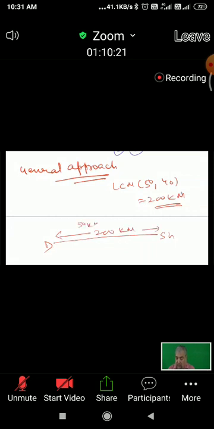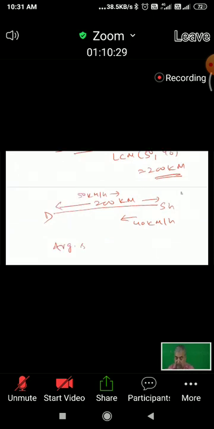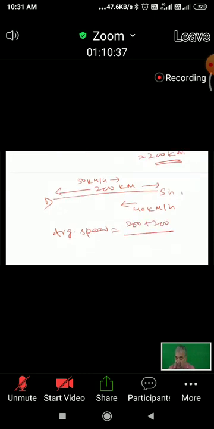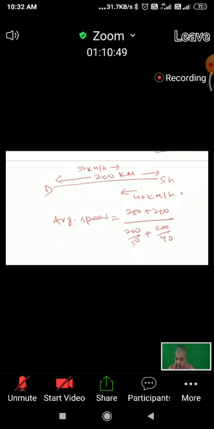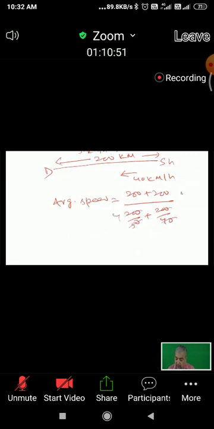So the person moves with 50 km per hour and returns back with 40 km per hour. Now the average speed will be distance traveled, that is 200 plus 200. Time taken will be 200 by 50 for going to Simla, and for returning from Simla, 200 by 40. Solve this. This is 4, this is 5, so this is 400 by 9 kilometers per hour. This is a general approach you can apply anywhere.